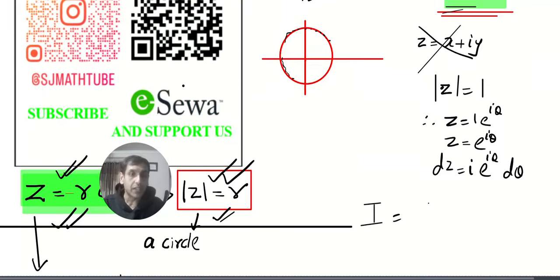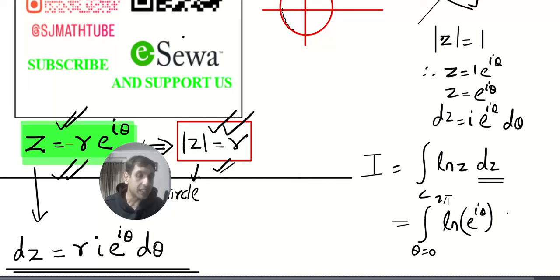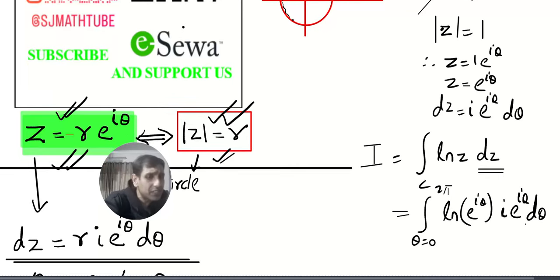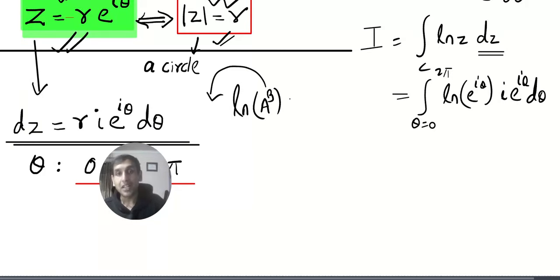So look at this. We have integral over c log z dz. So I'm going to convert everything into theta. So theta varies from 0 to 2 pi. Logarithm of e power i theta. And dz can be replaced by i e power i theta d theta. Now look at this. This is a very simple integral. What is log a power b? Can anyone tell me? Yeah, b multiplied by log a.